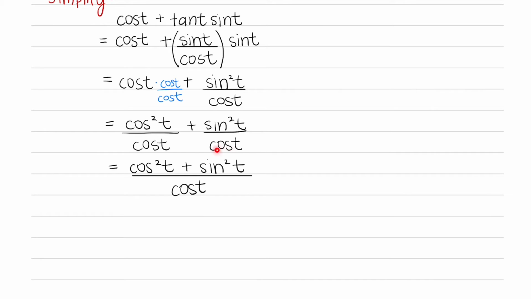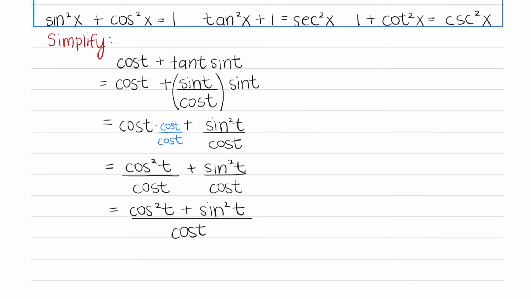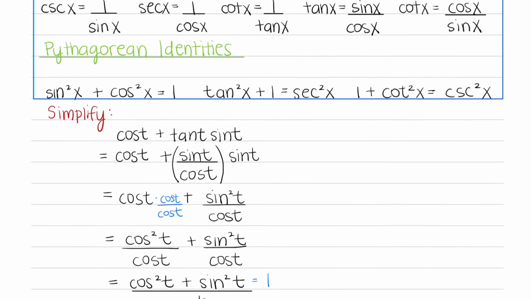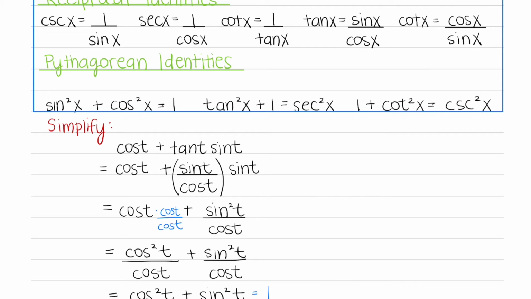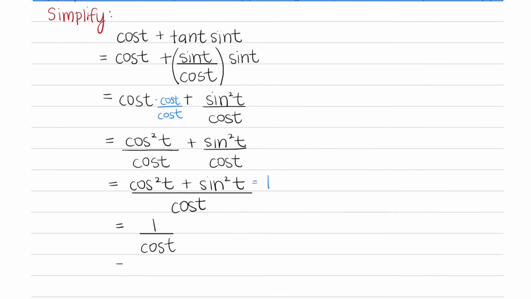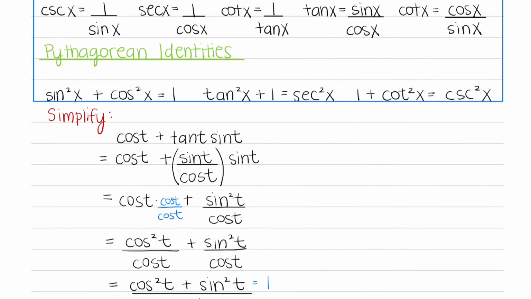So we have this cosine squared t plus sine squared t in the numerator, and if we look up at our Pythagorean identities over here, we are told that sine squared x plus cosine squared x equals 1. So we can replace this cosine squared plus sine squared with a 1. So let's write that as 1 over cosine t. And according to our reciprocal identities up here, 1 over cosine equals secant. So now we can just write that as secant t. And that's our solution. Let's go ahead and try another problem.